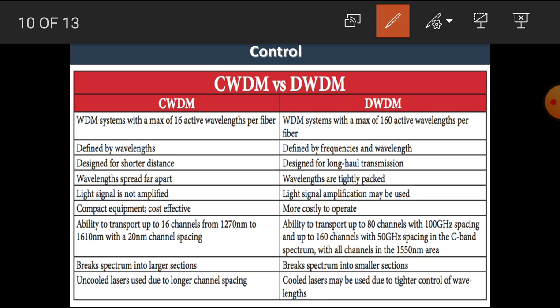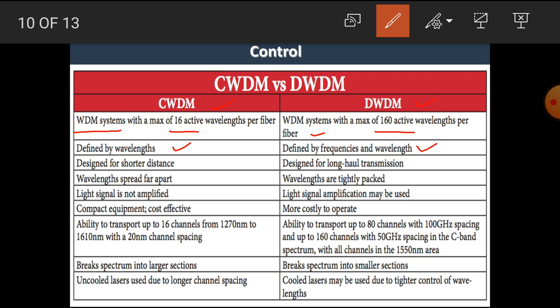Let's see the basic differences between CWDM and DWDM. CWDM is a wavelength division multiplexing system with a maximum of 16 active wavelengths per fiber. DWDM has a maximum of 160 active wavelengths per fiber. CWDM is defined by wavelengths, while DWDM is defined by frequencies and wavelengths.